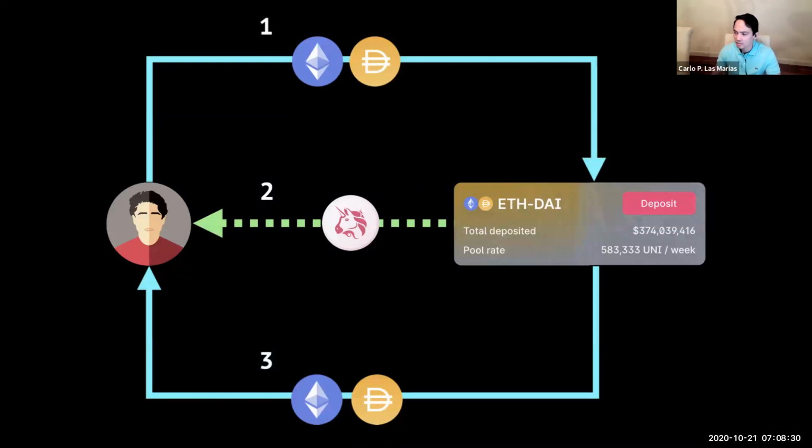In this case, you'll see in the liquidity pool box there's a pool rate. This one is distributing 583,000 UNI tokens each week. This is kind of what made liquidity mining really popular. These protocols were offering generous pool rewards, and so we saw growth in this in the past few months.